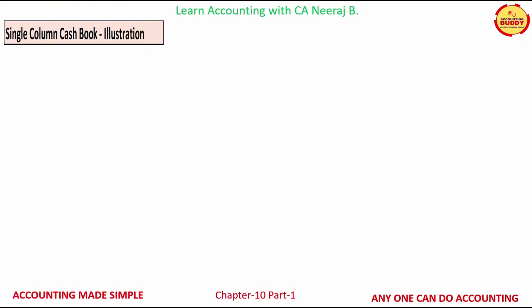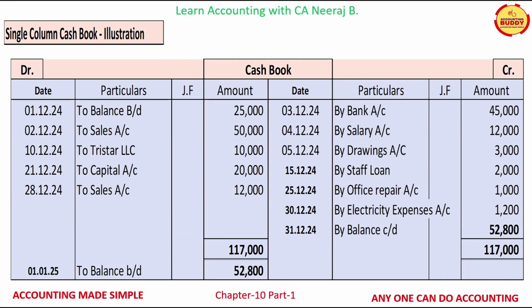Let us learn how the cash transactions as per the previous slide will be recorded in the cash book. The opening balance of $25,000 will be shown on the left hand debit side of the cash book by writing the words to balance brought down on 1st of December 24. Now all the cash inflow transactions of the sales, collection from the customer TriStar LLC, capital introduced are recorded on the left hand debit side or the receipt side of the cash book on the respective dates on which the business actually received cash. All the cash outflow transactions will be recorded on the right hand credit side or the payment side of the cash book.